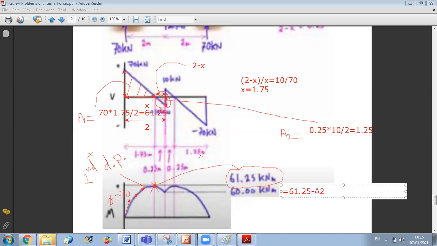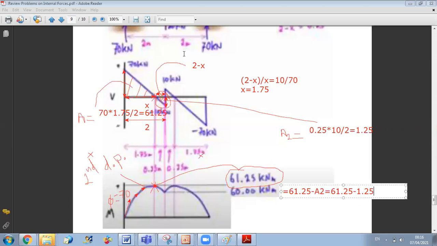Therefore, my moment will drop from 61.25 to 60, because this value is equal to the previous value, 61.25, minus A2. So this will give us 60, because it's 61.25 minus 1.25. So we got that the moment here is 60 at the middle.